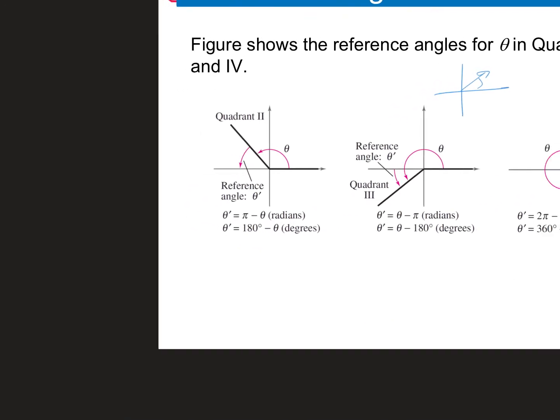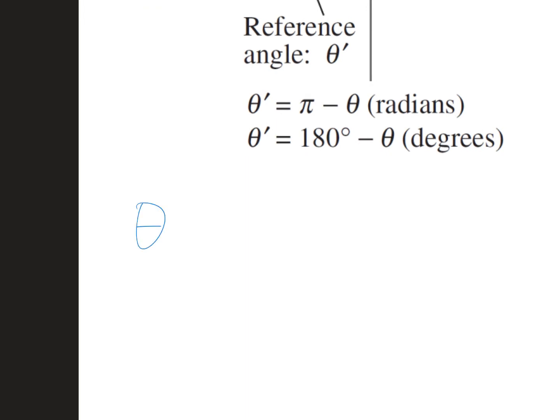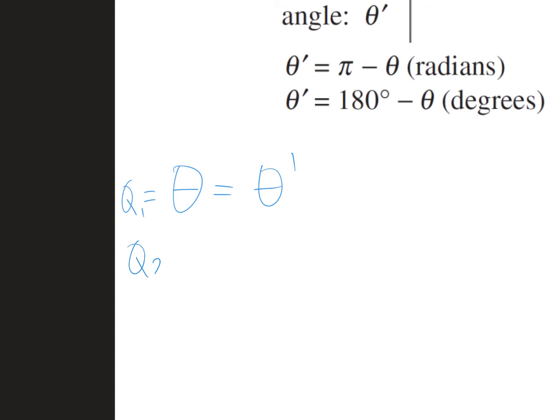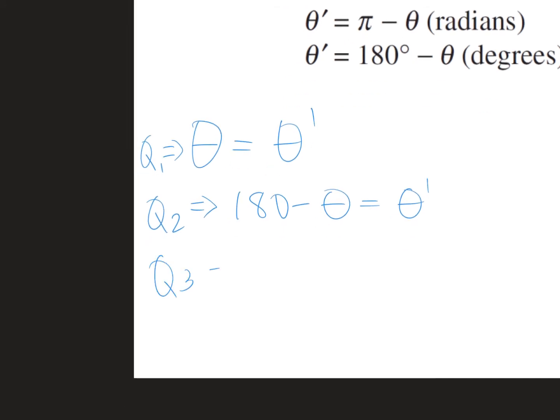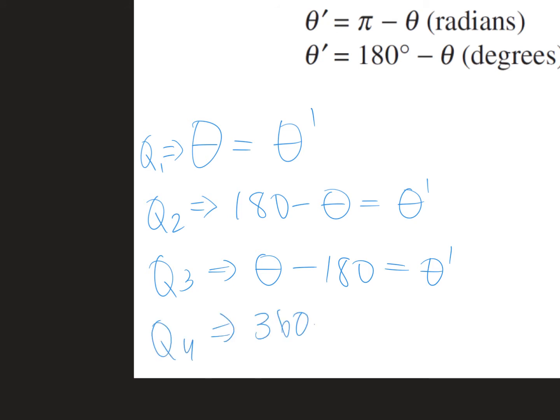So if theta is in quadrant 1, theta equals the reference angle. If the angle that they give you is in quadrant 2, the way that you figure out the reference angle is you say 180 minus theta. That'll give you your reference angle. If your angle is in quadrant 3, you say the angle that they give you minus 180. That equals your reference angle. And if your angle is in quadrant 4, you say 360 minus the angle to get your reference angle.